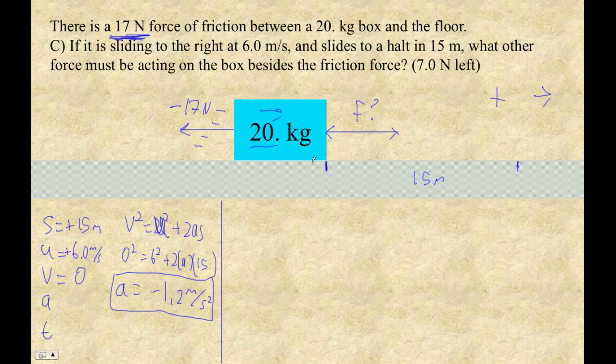So now let's set up our F equals ma, right? F equals ma. The sum of the forces are, make your unknown force positive, right? Minus 17. That's all the forces acting in the horizontal direction. I'm ignoring the up and the down, okay? And then that equals 20 times negative 1.2. Okay, so 20 times the answer I just got, negative 24.